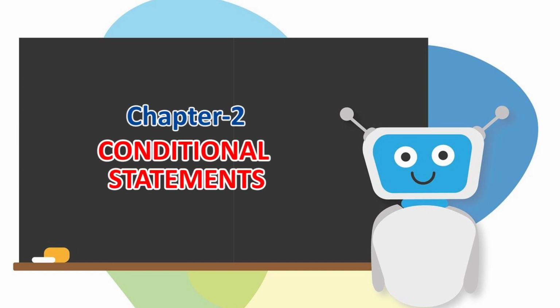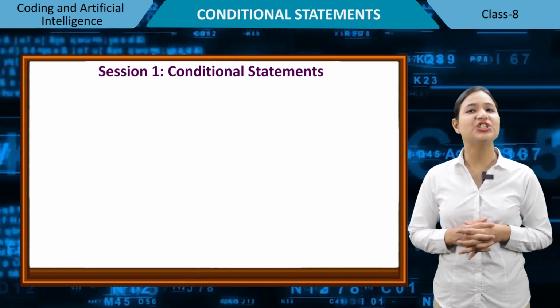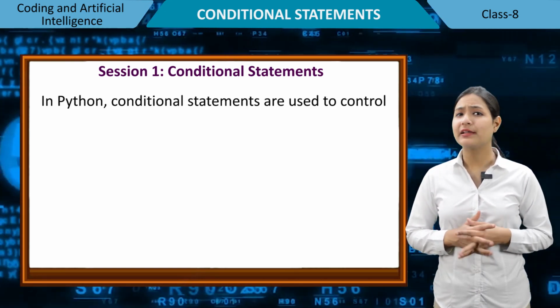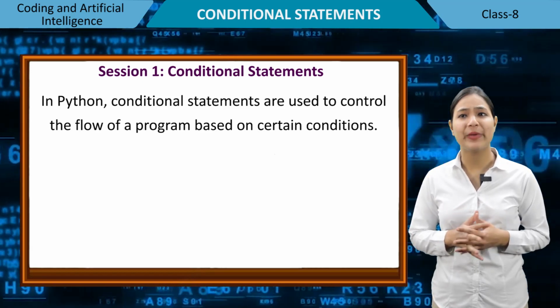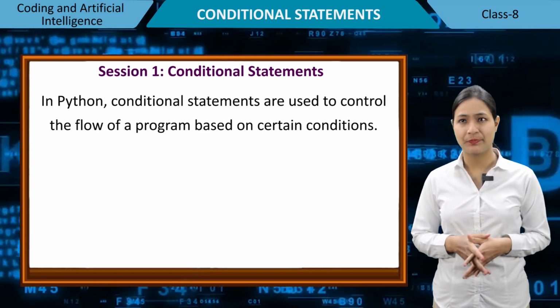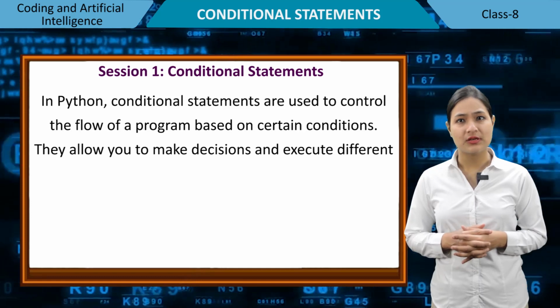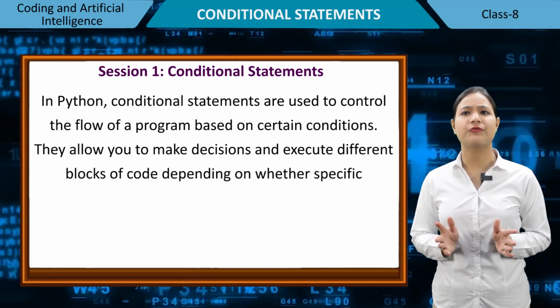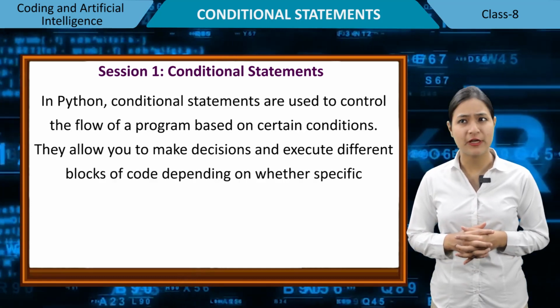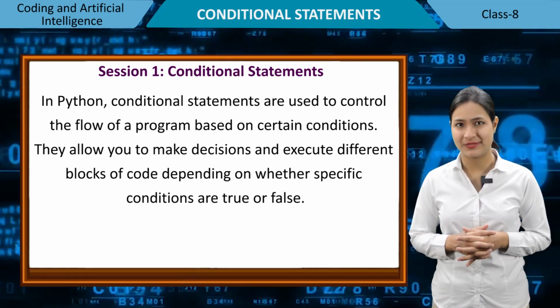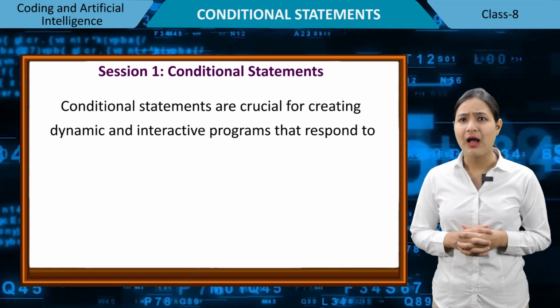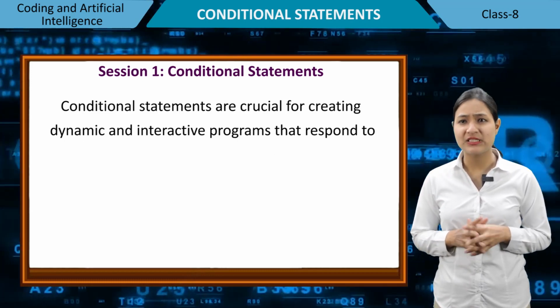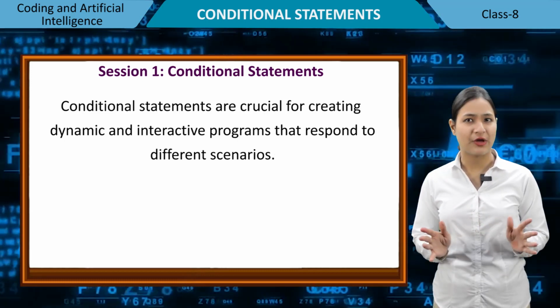Chapter 2 Conditional Statements. Session 1 Conditional Statements. In Python, conditional statements are used to control the flow of a program based on certain conditions. They allow you to make decisions and execute different blocks of code depending on whether specific conditions are true or false. Conditional statements are crucial for creating dynamic and interactive programs that respond to different scenarios.